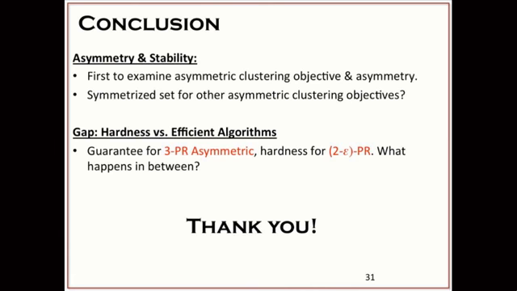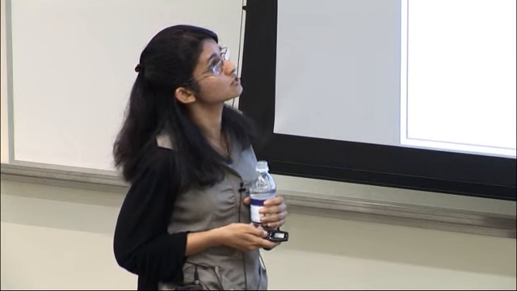To conclude, it would be interesting to see how asymmetry and stability work in general. So we showed how things worked for the asymmetric clustering objective. But in general, there are other asymmetric clustering objectives, like what happens with asymmetric K-means or asymmetric K-medians. That would be interesting. It's also very interesting to see if the hardness that we showed is tight also for 3 perturbation asymmetric situations or not. Because there's a gap of 2 to 3 for perturbation resilience considering asymmetric. So it will be very interesting to see what that actual value is.